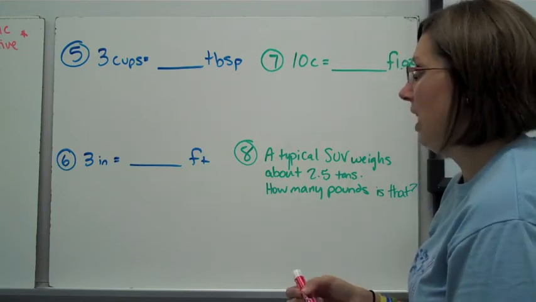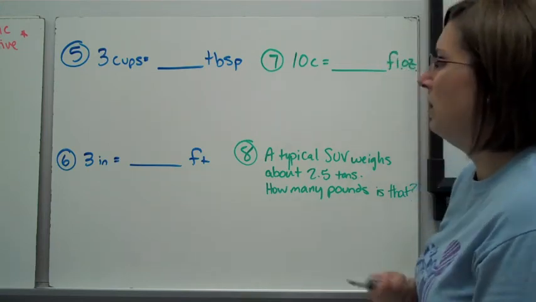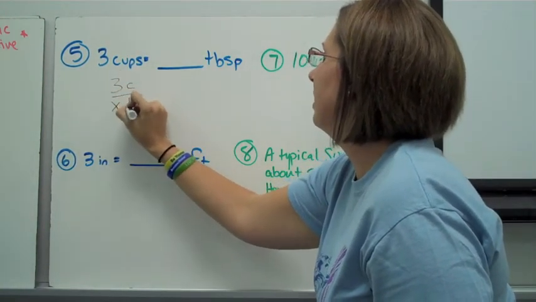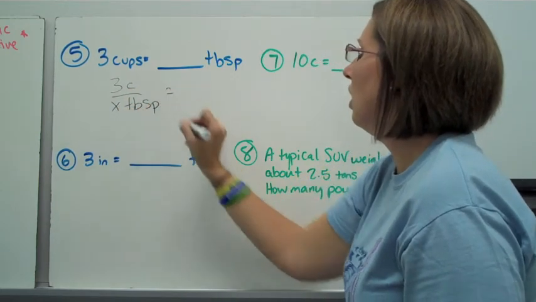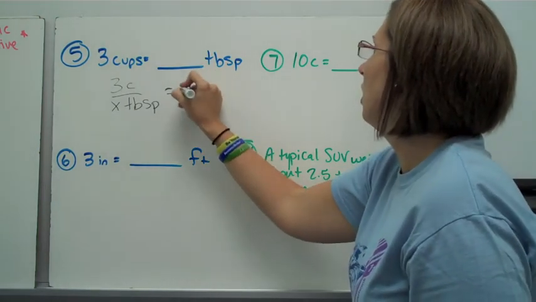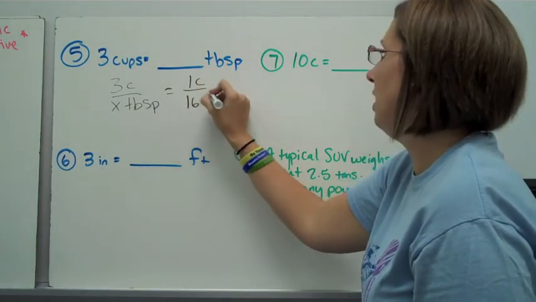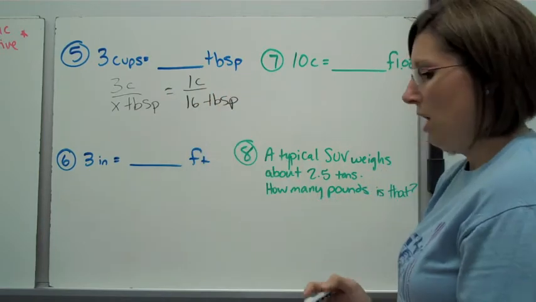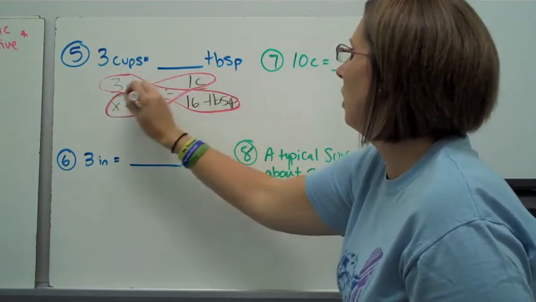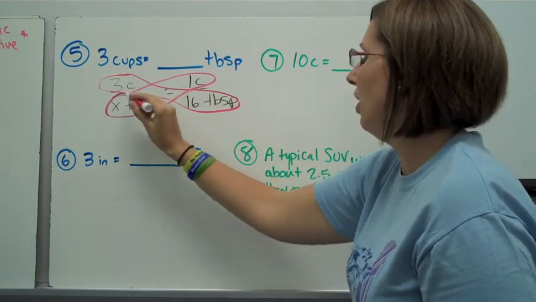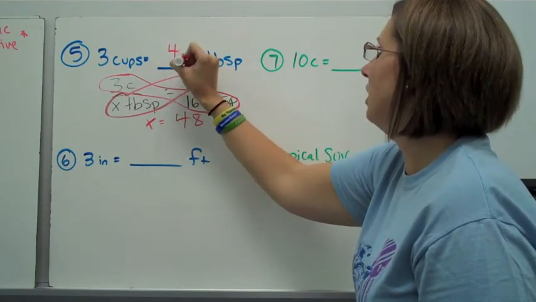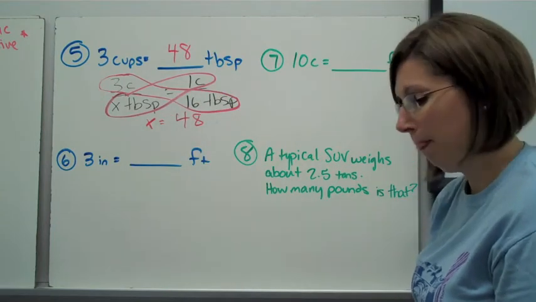So 3 cups equals how many tablespoons? That's my first part of my proportion. 3 cups equals x tablespoons. But looking at my chart, I know that 1 cup is equal to 16 tablespoons. I cross multiply. 1 times x is just x. 3 times 16 is 48. So 3 cups is equal to 48 tablespoons.